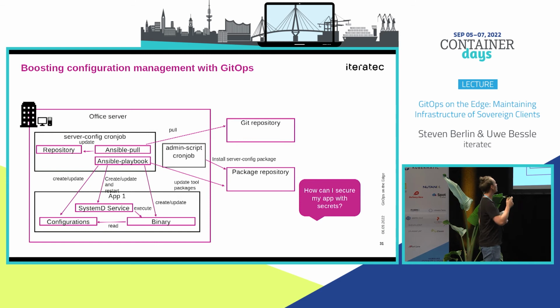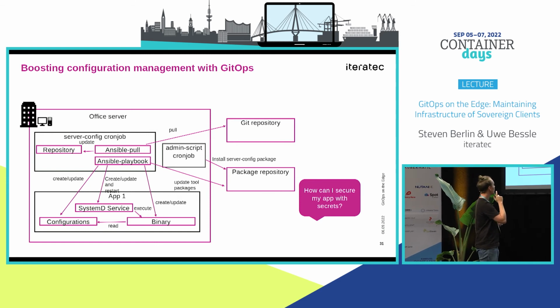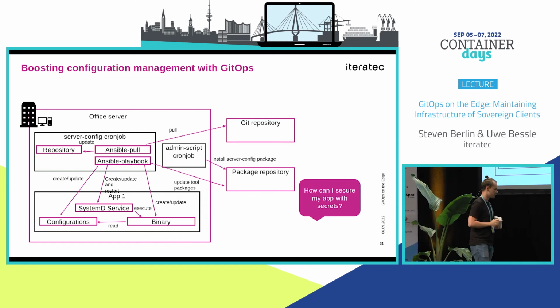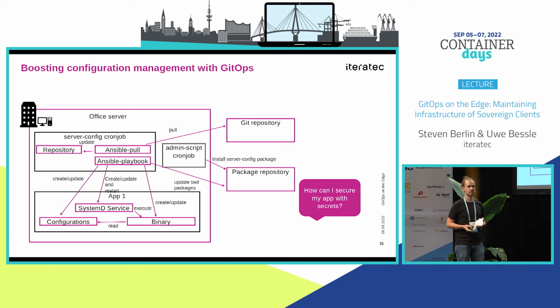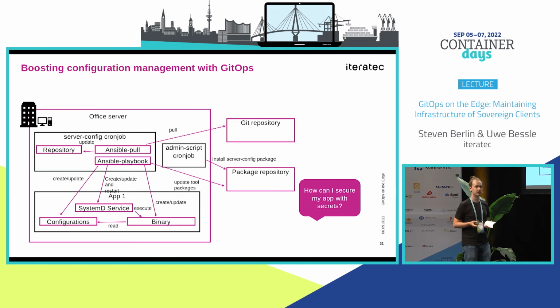Okay. Configuration management with GitOps. You can also call it, of course, infrastructure as code. The definition for GitOps says it is a little more than infrastructure as code, but basically what we need here is an architecture that solves the problems we have. And in the end, this architecture looks like this.